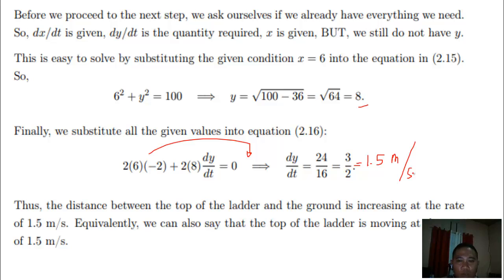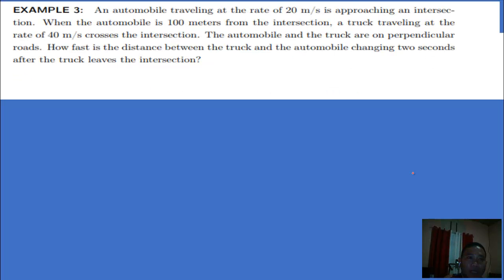Okay? So, thus the distance between the top of the ladder and the ground is increasing at the rate of 1.5 meters per second. Equivalently, we can also say that the top of the ladder is moving at the rate of 1.5 meters per second.